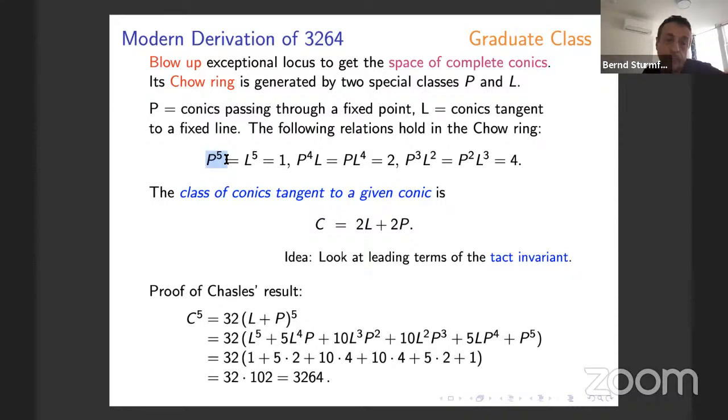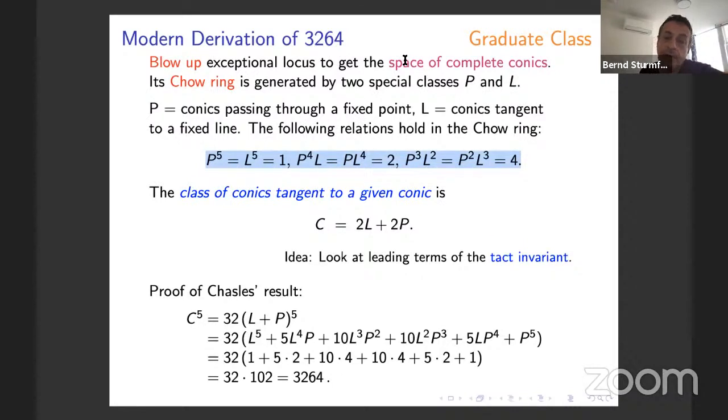Now, dually, the number of conics that are tangent to 5 given lines by the same token is also 1. Now, if you look at conics that pass through 4 points and are tangent to 1 line, then there'll be 2 of them. If you have 3 points and 2 lines, there'll be 4 solutions. And then again, by symmetry, you can swap P and L. So this describes the intersections on our space of complete conics. This is the good space that we're going to work on.